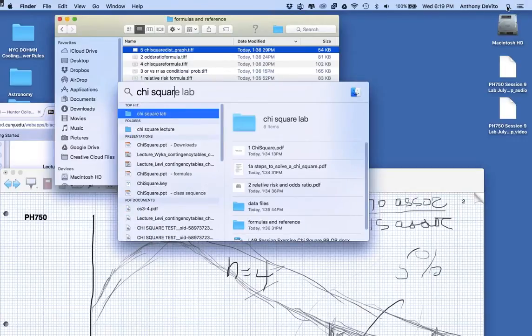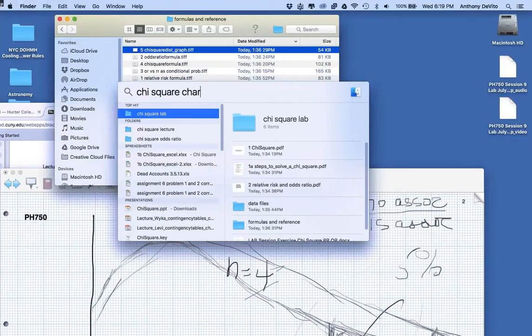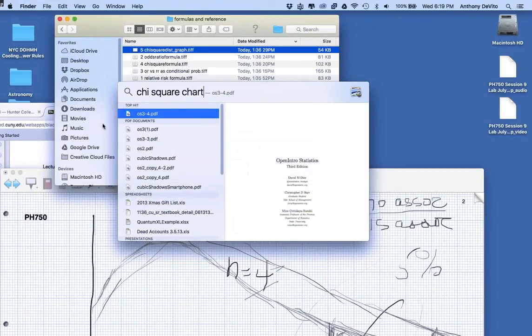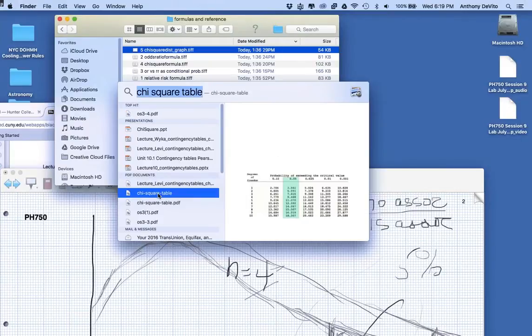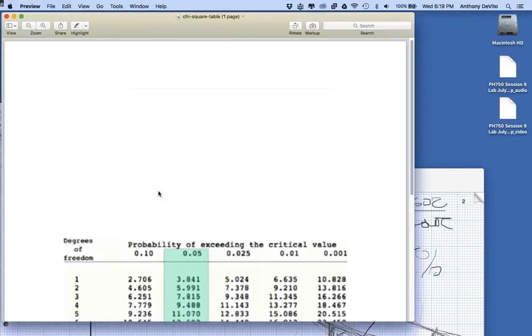Chi-square. Let's see. Chi-square. How about table? Okay, chi-square table. Here we go. There it is.